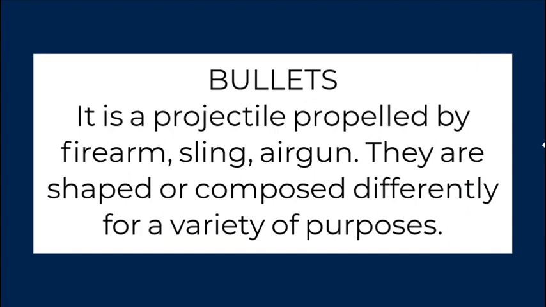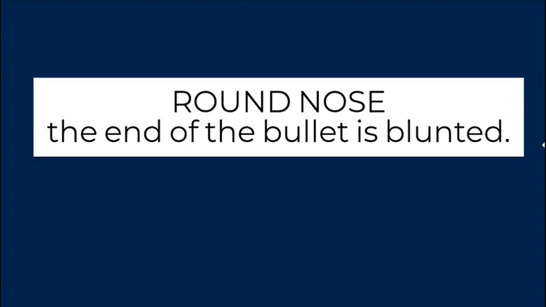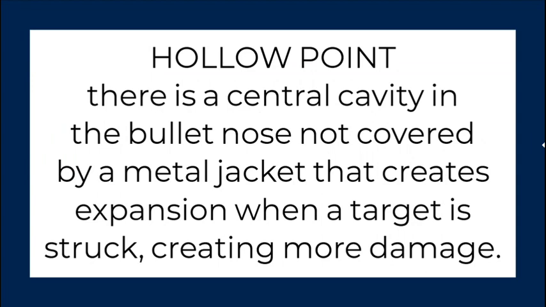6. Bullets. It is a projectile propelled by firearm, sling, or airgun. They are shaped or composed differently for a variety of purposes. Round nose. The end of the bullet is blunted. Hollow point. There is a central cavity in the bullet nose not covered by a metal jacket that creates expansion when a target is struck, creating more damage.